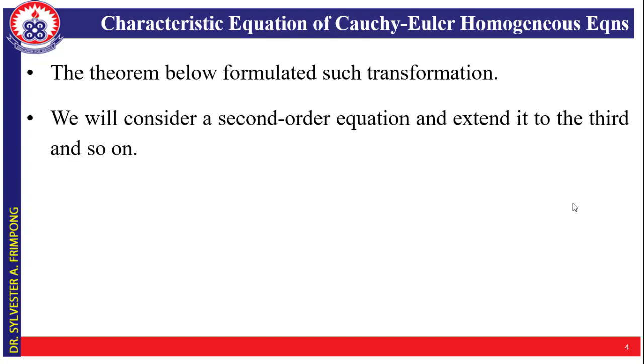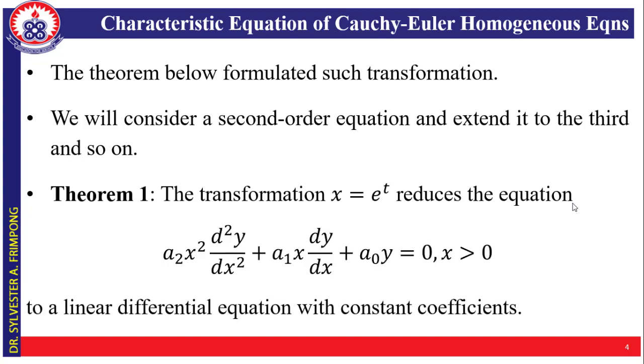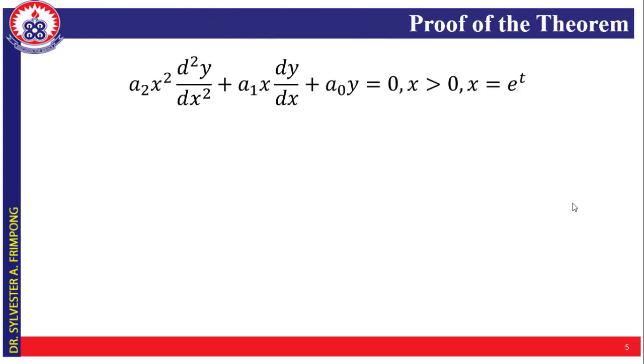You consider a second order equation and then it will extend to third and so on. The theorem says that the transformation x equals e raised to the power t reduces the Cauchy Euler homogeneous equation to a linear differential equation with constant coefficients. And so we are going to look at how we use this transformation to do that. So we have the Cauchy Euler homogeneous second order equation with the transformation e raised to the power t. So we have x equal to e raised to the power t. And this implies t is equal to ln x.